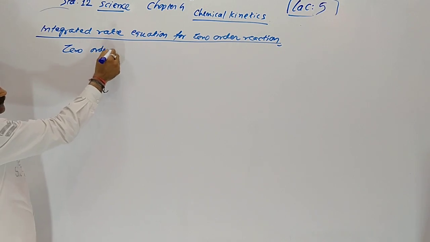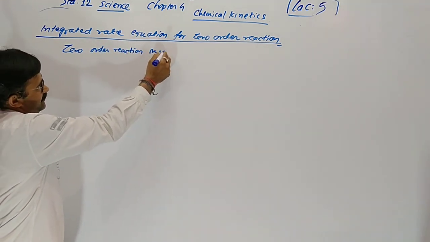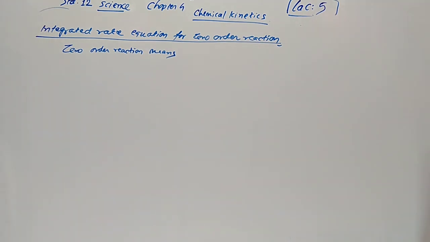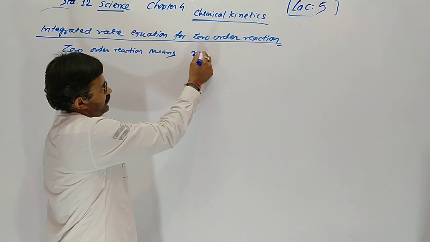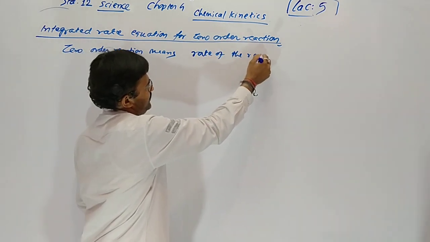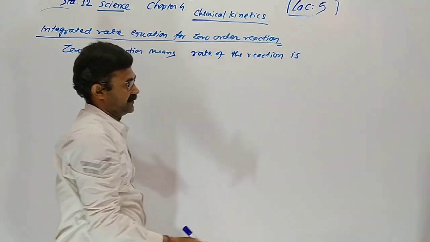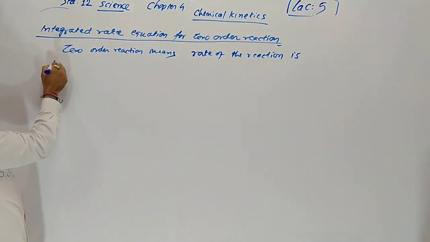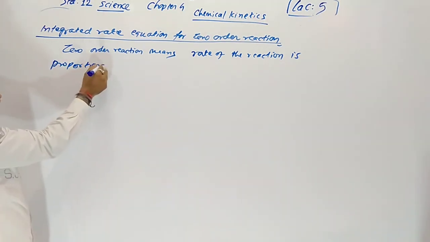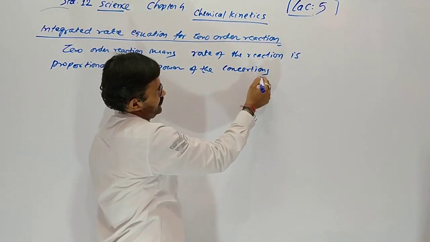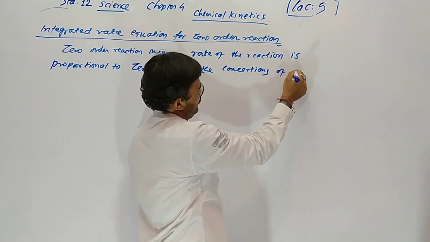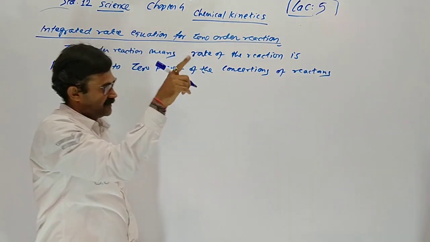First of all, zero order reaction means the rate of the reaction is proportional to zero power of the concentration of the reactant, rest zero.